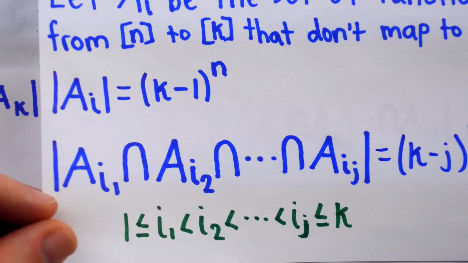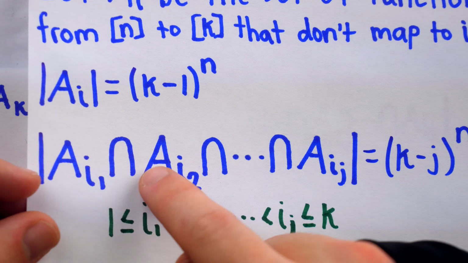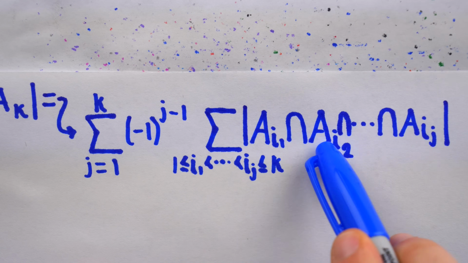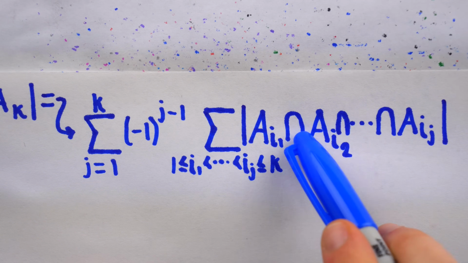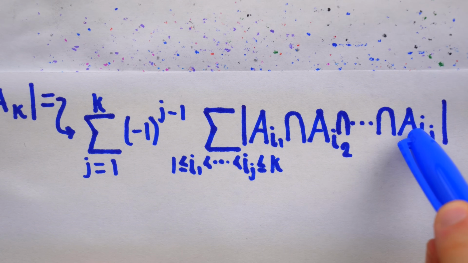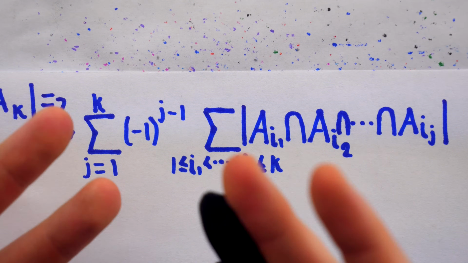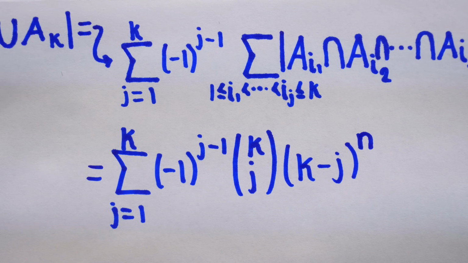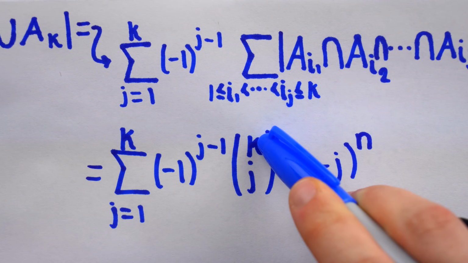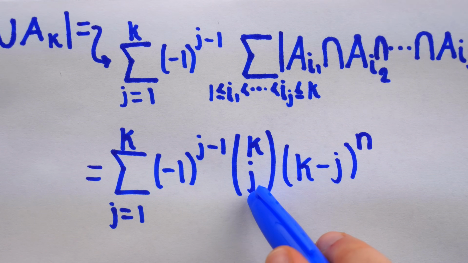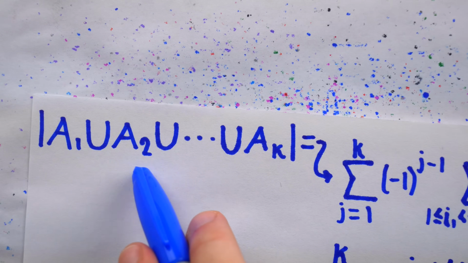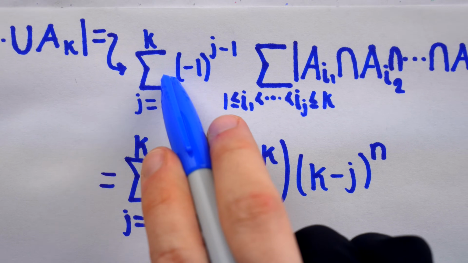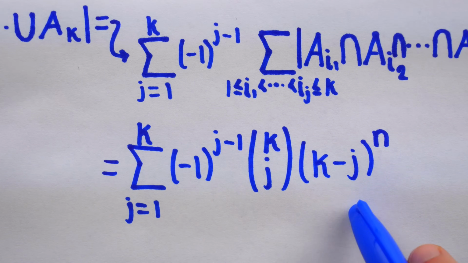As we previously discussed, the number of functions in a j-fold intersection is just k minus j to the power of n. So every j-fold intersection has k minus j to the n elements. We just need to count how many j-fold intersections are possible at each step. And of course, the number of j-fold intersections that are possible at each step is k choose j, because there are k sets available, A1 through AK, and we're picking j of them, so k choose j. We're thus able to rewrite this sum in this much more compact form.